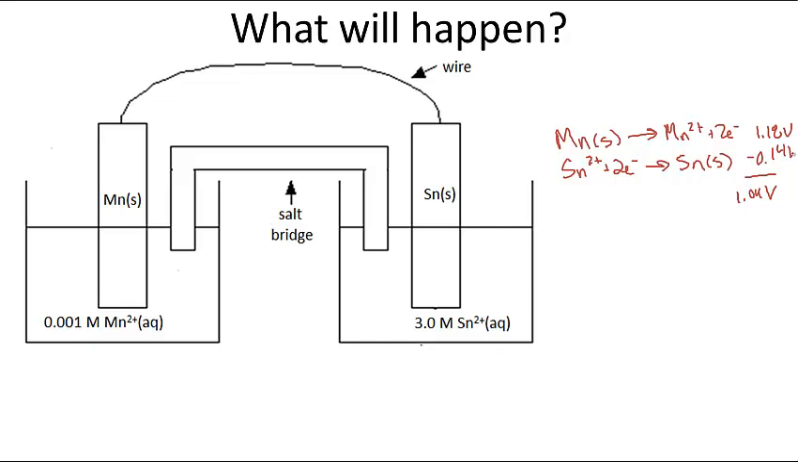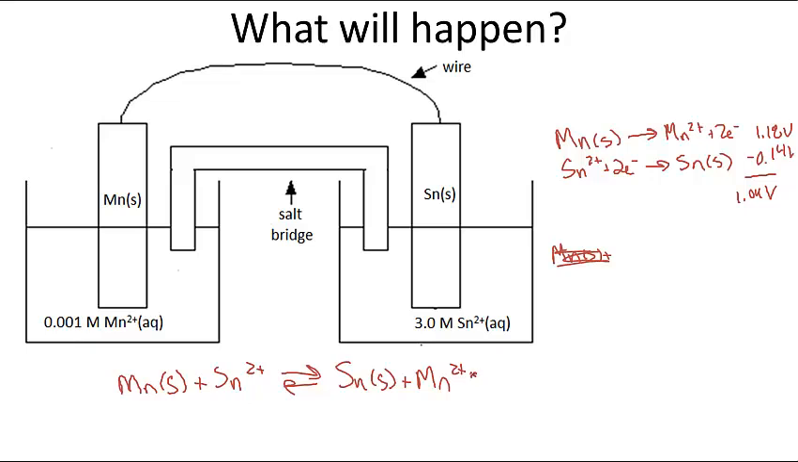Now, in order to determine what will happen, we need to write out the entire equation. I'm going to do it down here. Now, the electrons, I'm just going to leave out because they're the same on both sides. All right, so now we have our net ionic equation that describes what's happening. Solid manganese plus tin ion makes solid tin plus the manganese ion.